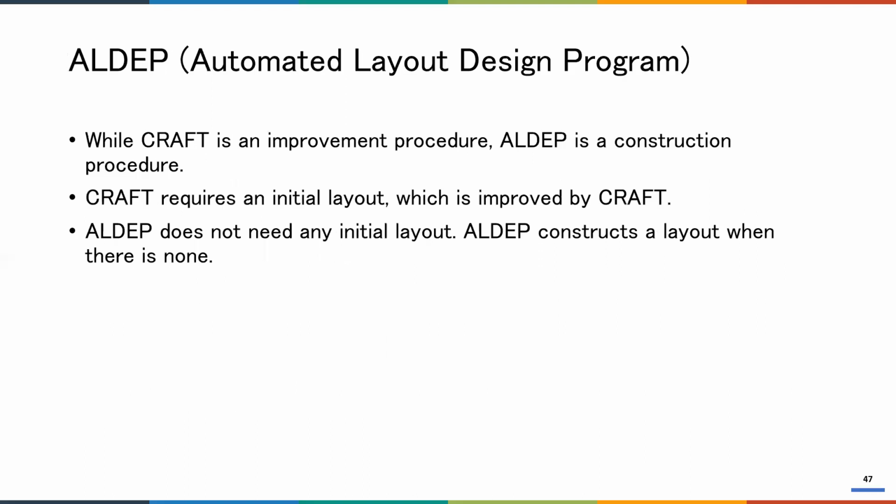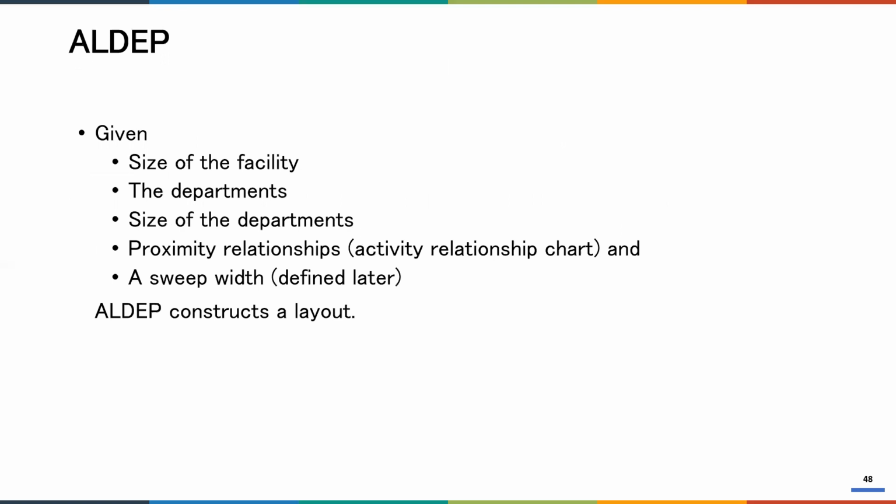And the last algorithm I will explain is ALDEP, which is a construction algorithm. ALDEP stands for Automated Layout Design Program. So in CRAFT, we require an initial layout, so we basically improve. In ALDEP, it's almost the same as CORELAP: we do not need an initial layout, and we make the layout from scratch.